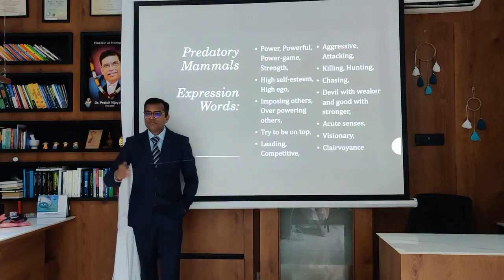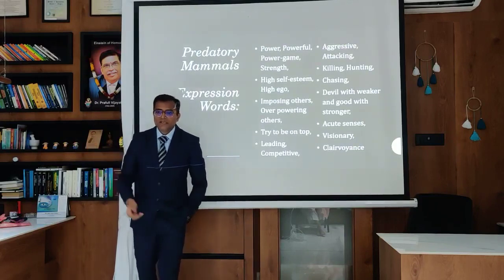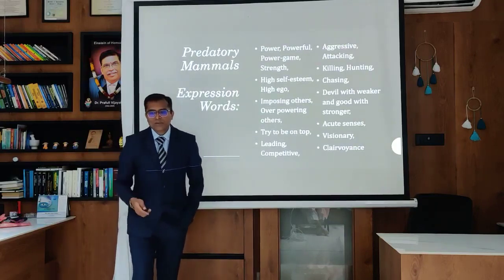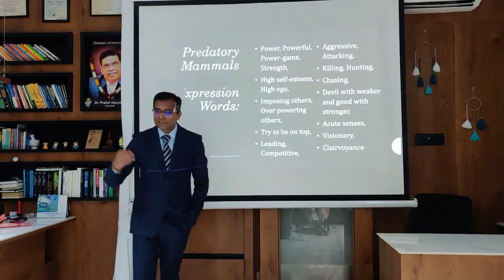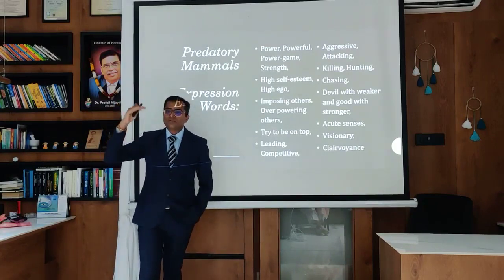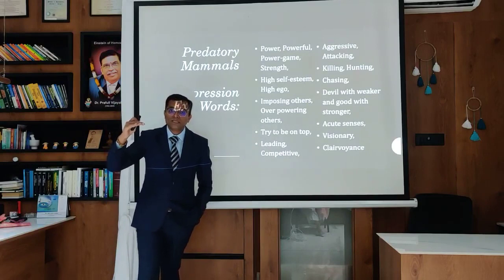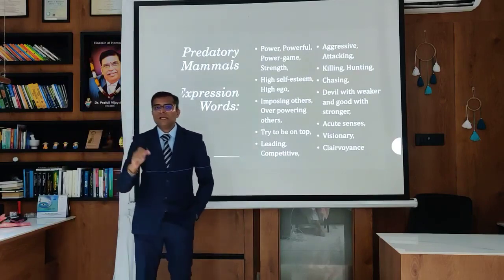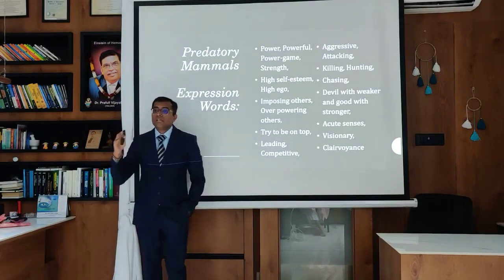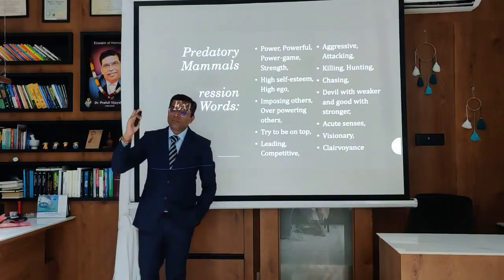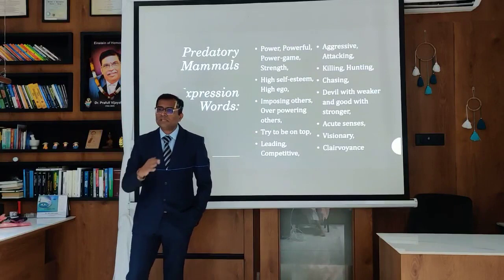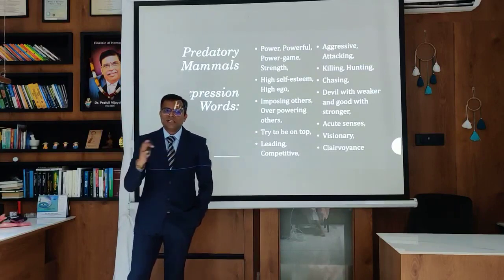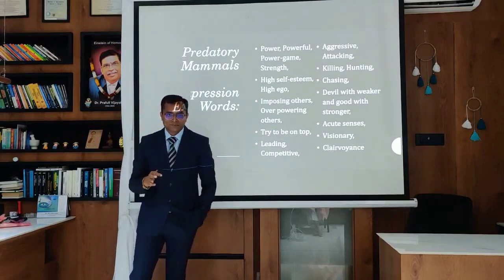Lac felinum, because they want to play the game. High self-esteem, high ego, imposing on others, overpowering others. So these are the dominating kind. They try to be on top. They are the leaders of the company, the leading competitive ones. Most of the females who are very self-dependent in the company, in spite of so much abuse and everything, and they are self-dependent, you can think of Lac felinum.